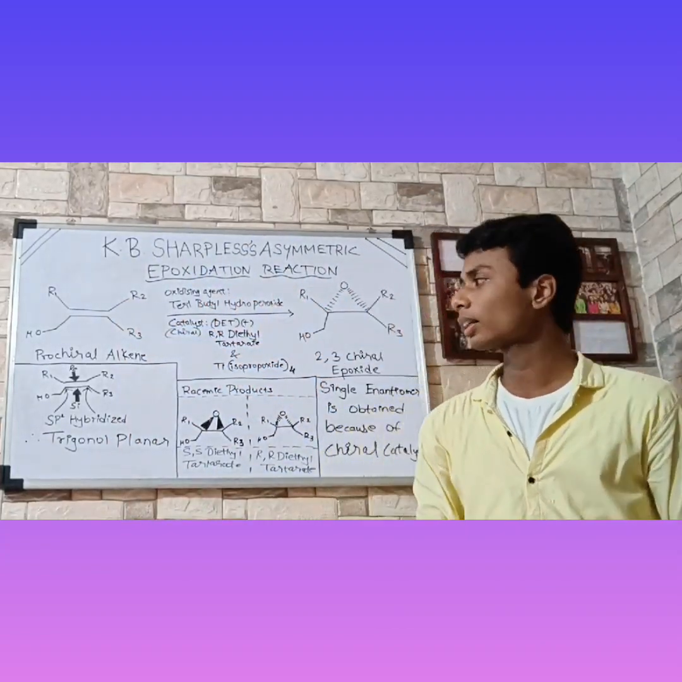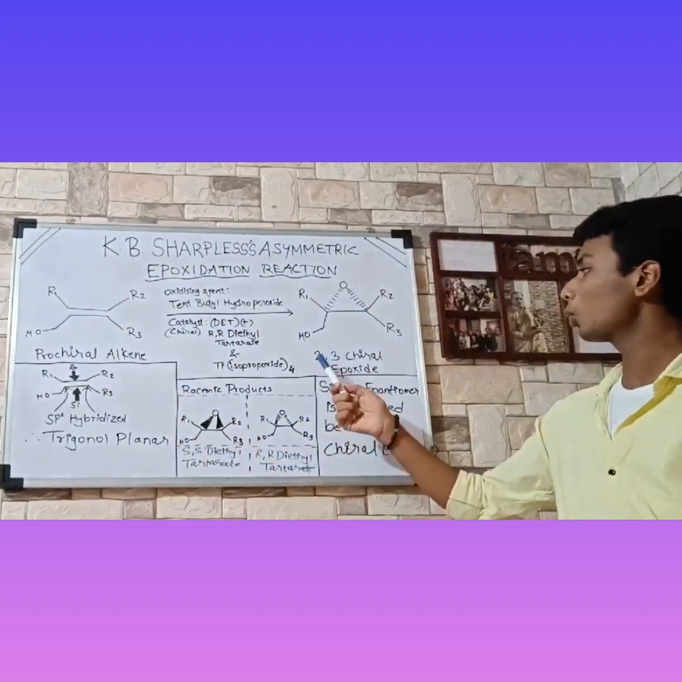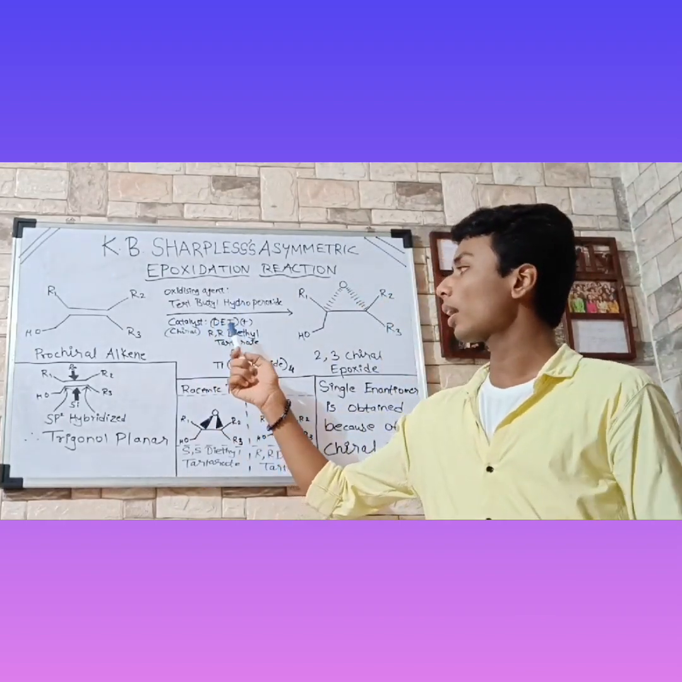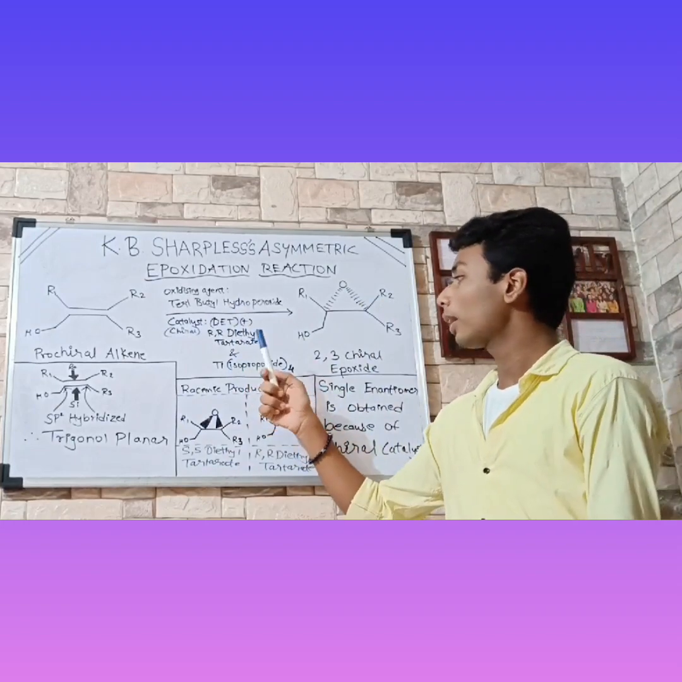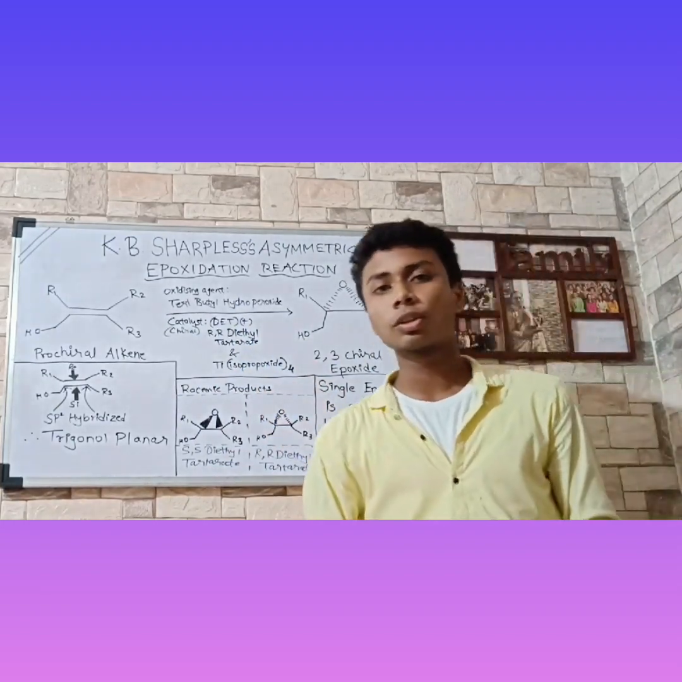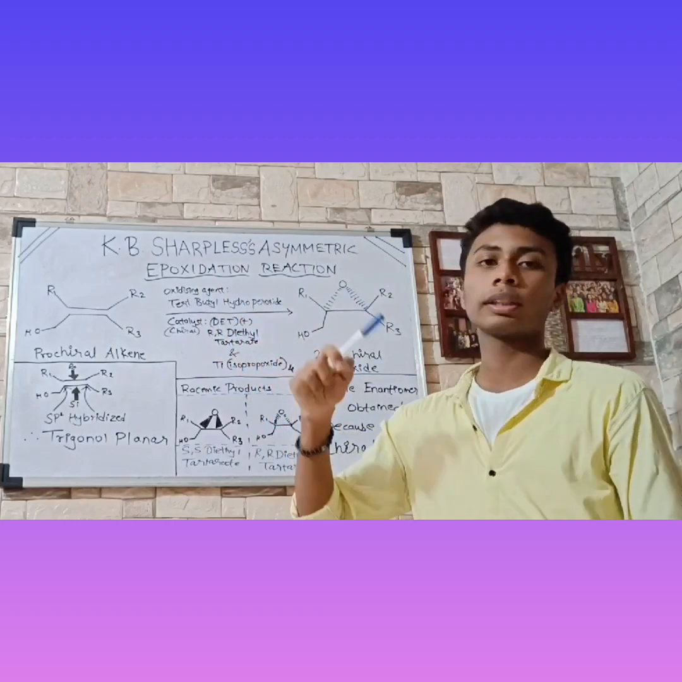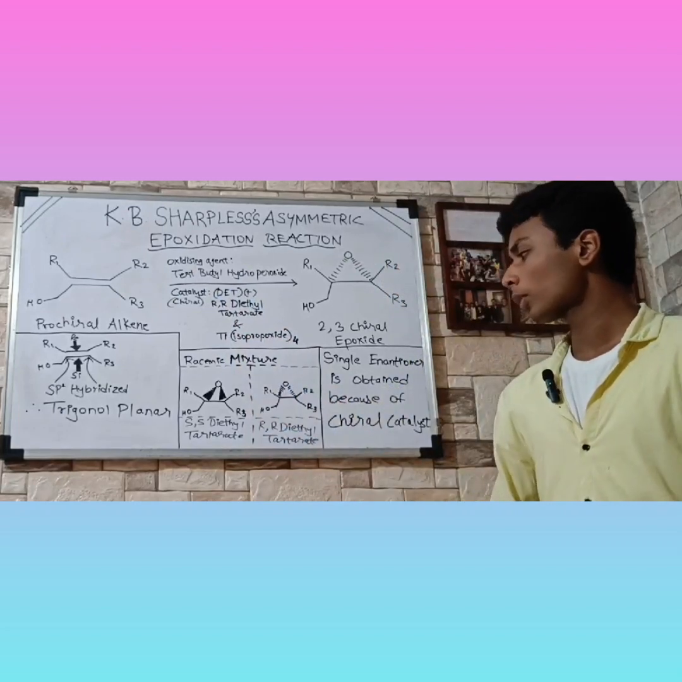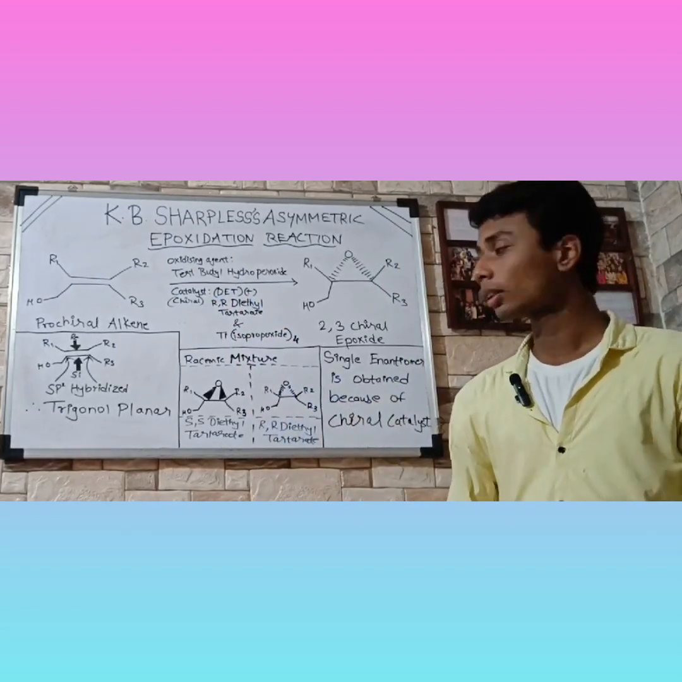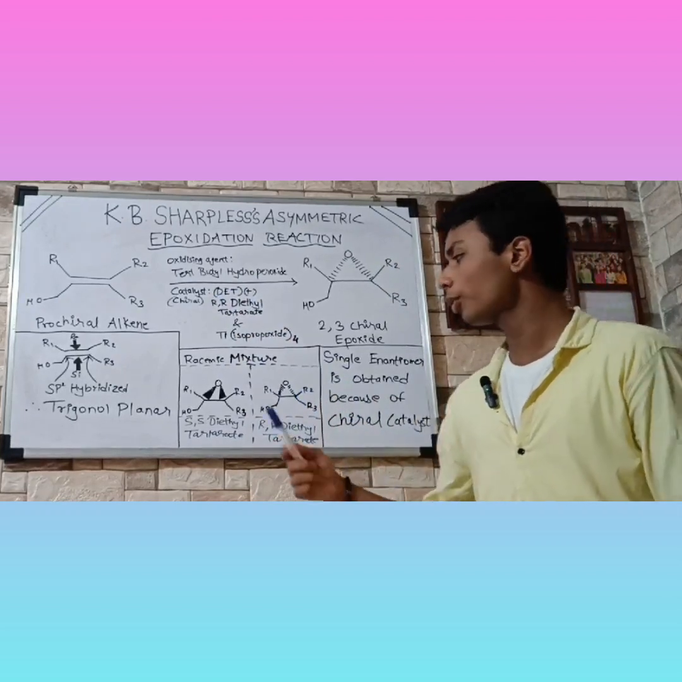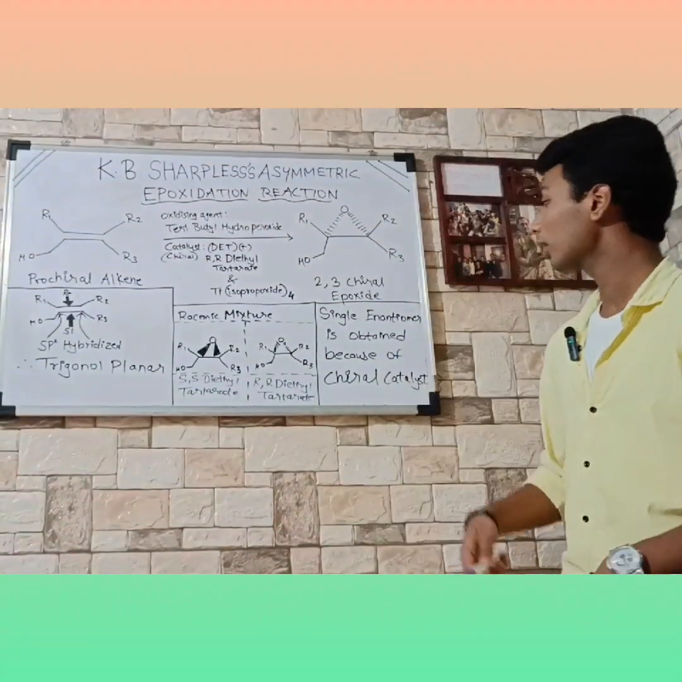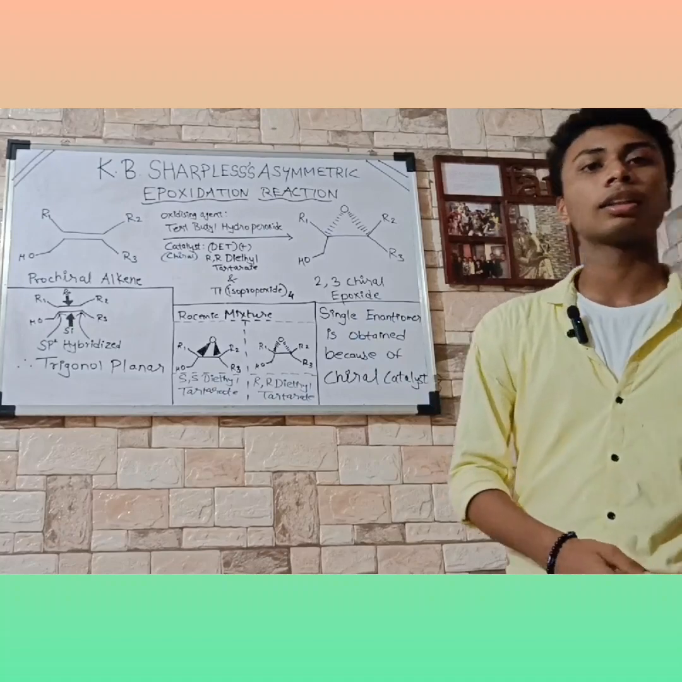Hi, I am Mayuresh. In this reaction, a prochiral alkene is converted into a 2,3-chiral epoxide in the presence of a chiral catalyst, DET, that is RR diethyl tartrate, and titanium tetraisopropoxide, in the presence of the oxidizing agent tert-butyl hydroperoxide. If we don't use this chiral catalyst, we end up with a racemic mixture. If we use the RR diethyl tartrate catalyst, we get this enantiomer, and if we use the SS diethyl tartrate catalyst, we end up with this enantiomer. So we conclude that a single enantiomer is obtained because of the chiral catalyst. Now my colleague Harsh will explain the further part.